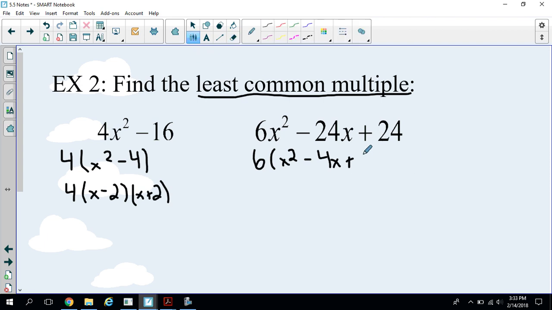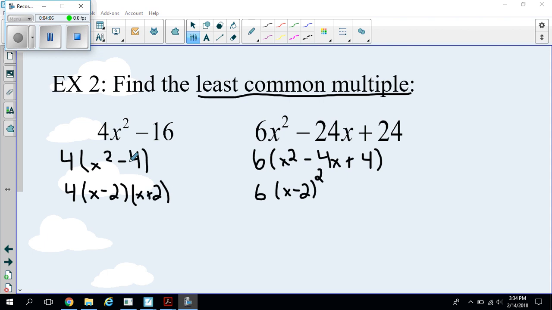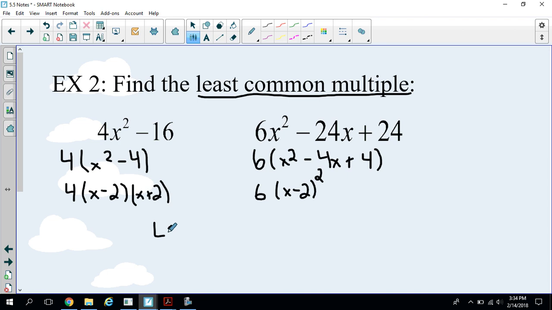So now we need to factor x squared minus 4x plus 4. We have 6 times, and this should be x minus 2 times x minus 2. Or you could also say x minus 2 squared. They're basically the same when you say that. After we factor, what we need to find is our least common multiple.